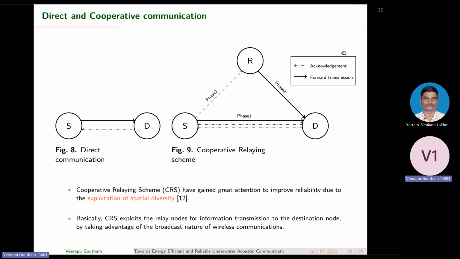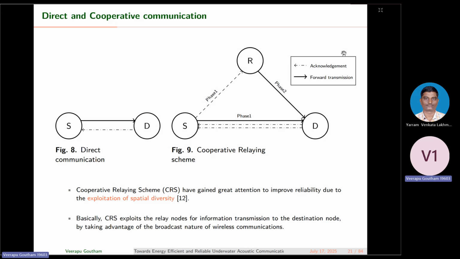If the destination receives the data packet properly, it will give a positive acknowledgement. If it is not receiving properly, it will give a negative acknowledgement. At that time, the source will retransmit the data packet. Like this, with a large number of retransmissions, the node energy is lost, and due to that the network lifetime is less.